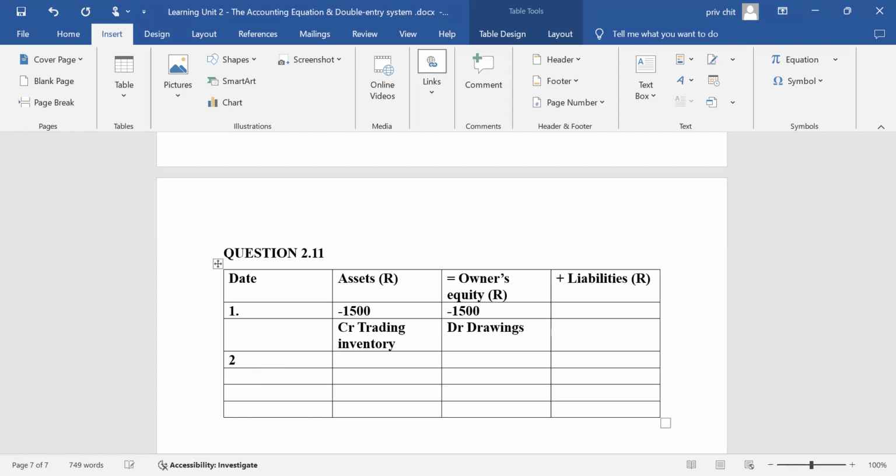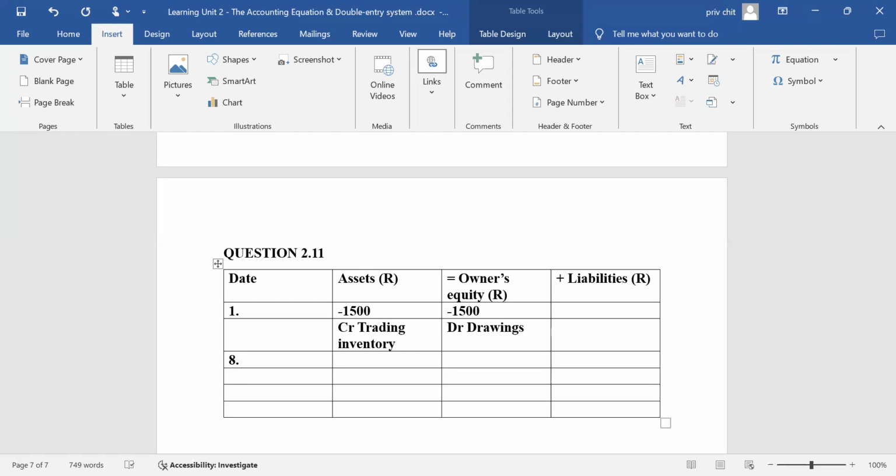Yes. Then we go to the transaction on the 8th. What are they saying? Paid SA prop by EFT for trading inventory purchased, 10,000. So what are we doing there? We are buying inventory, right? Yes. So you explain to me which columns it is going to affect and how it is going to affect those columns.